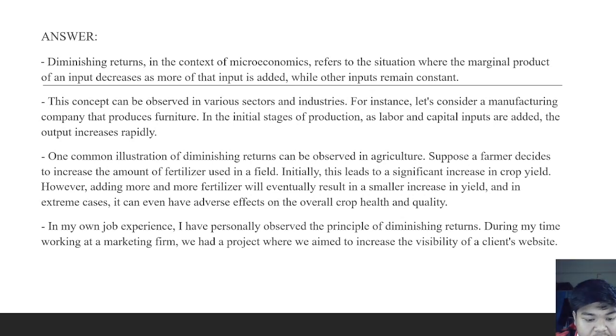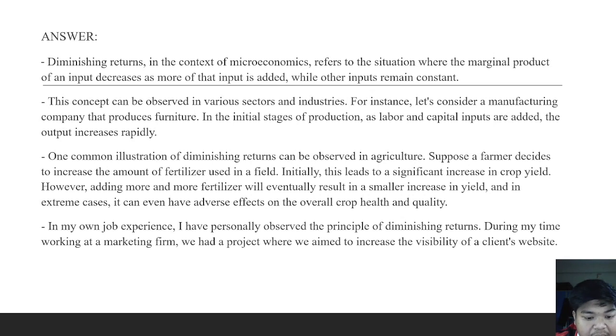Suppose a farmer decides to increase the amount of fertilizer used in the field. Initially, this leads to a significant increase in crop yield. However, adding more and more fertilizer will eventually result in a smaller increase in yield. And in extreme cases, it can even have an adverse effect on the overall crop health and quality. This is because there is a limited capacity of the land to absorb and utilize the nutrients provided by the fertilizer. In my own job experience, I have personally observed the principle of diminishing returns.